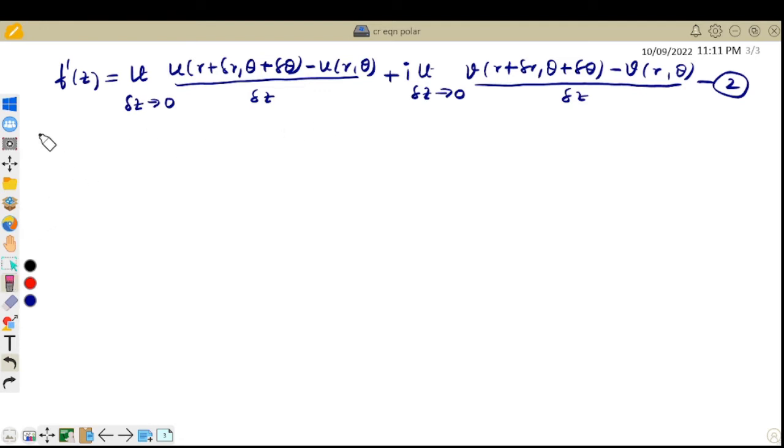Now we have two cases here. Case 1. As we know, we have delta z is equal to e^(i theta) into delta r plus i r e^(i theta) into delta theta. You can check once.